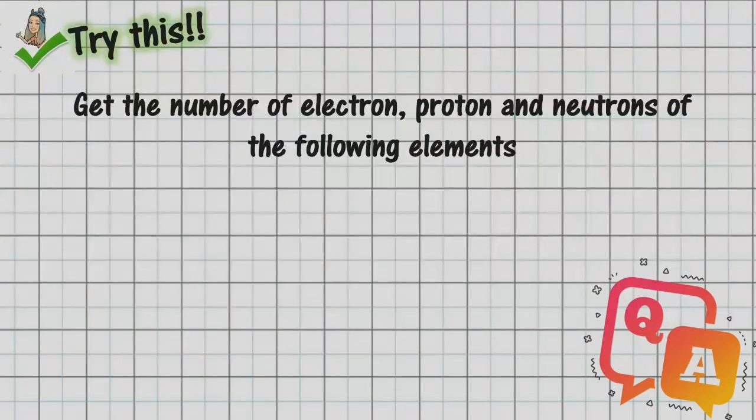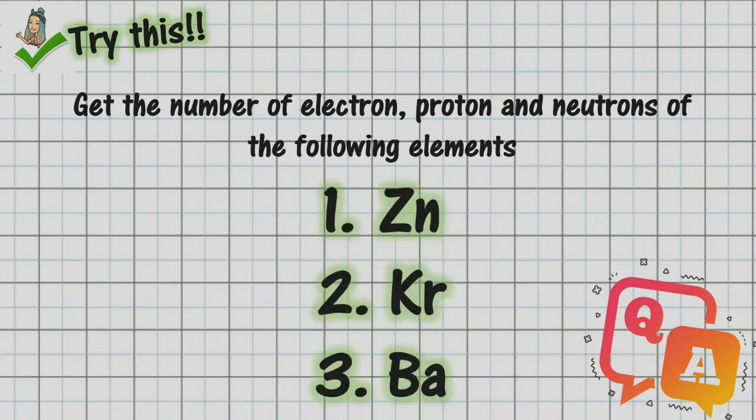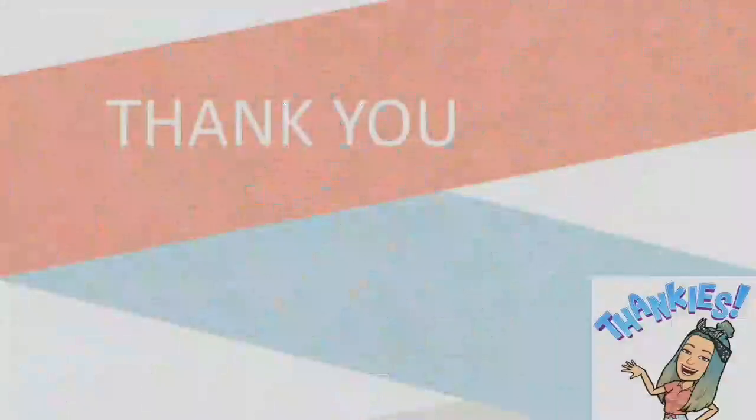And let's try this. Get the number of electrons, protons, and neutrons of the following elements. Number 1, zinc. Number 2, krypton. And number 3, barium. So that's all our lesson for today.